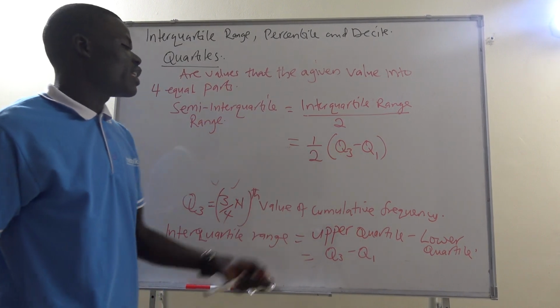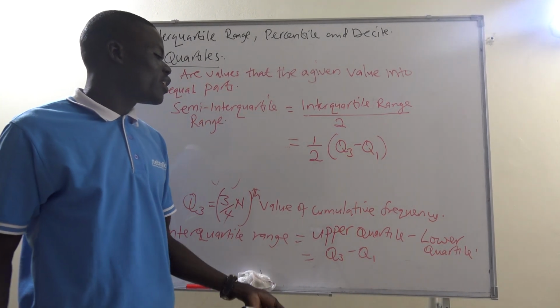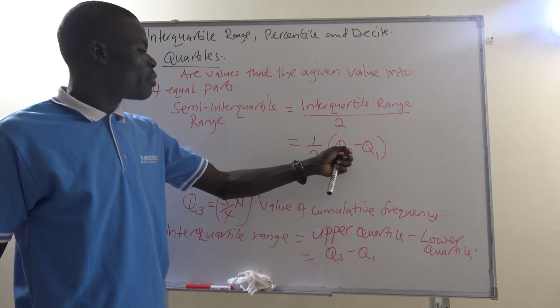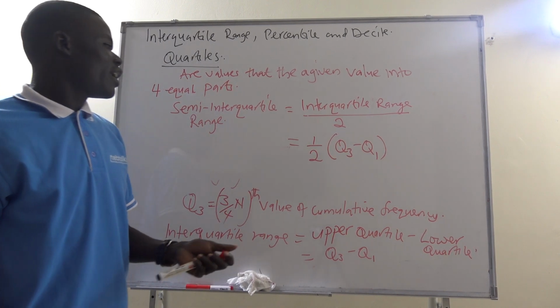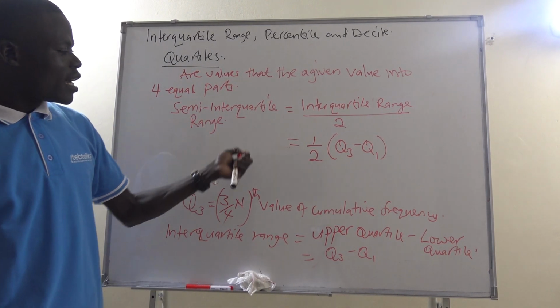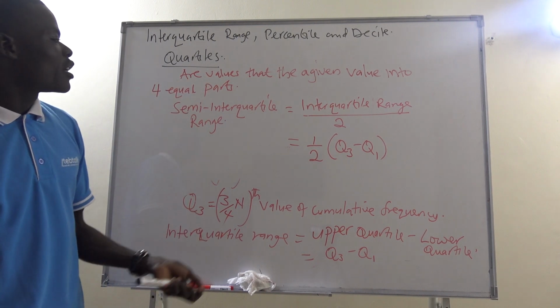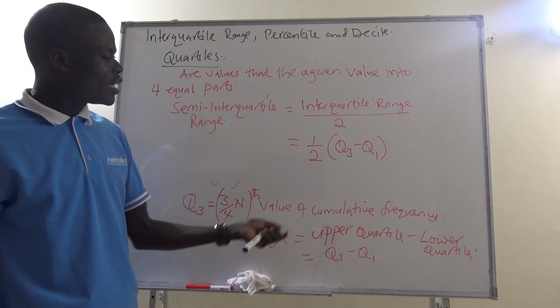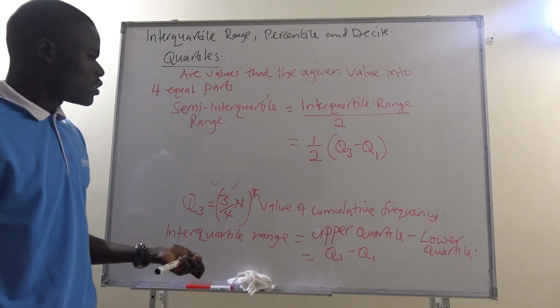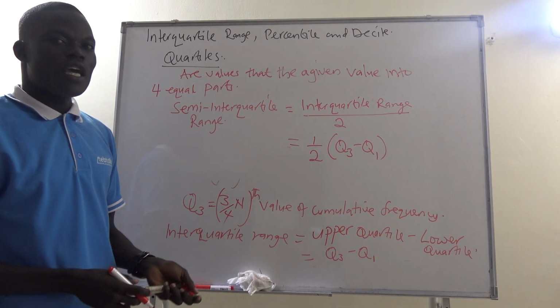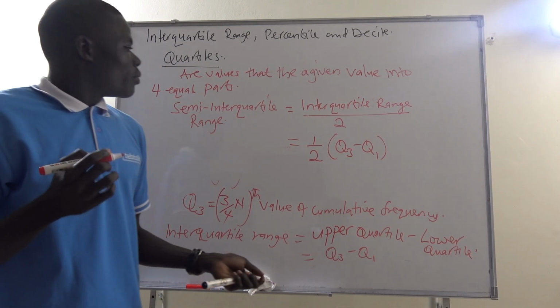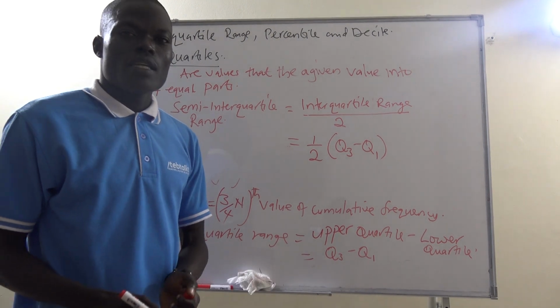We said Q3 is the upper quartile, and Q1 is the lower quartile. These are the formulas we shall be using to calculate the interquartile range and the semi-interquartile range. Then we shall look at how to calculate in the exam.